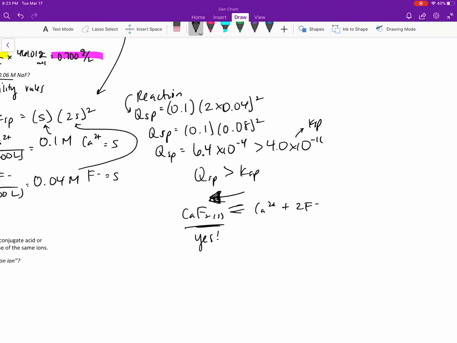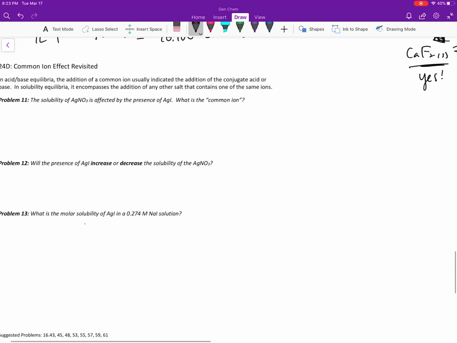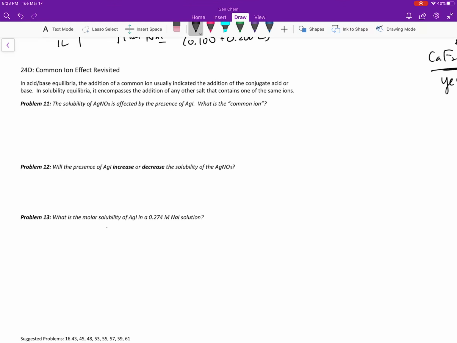So we're going to go back to something that's going to sound familiar, which is the common ion effect. Let me scoot you back over. And this is the last part in lesson 24. And then we have lesson 25 and then the test. So in acid-base equilibrium, the addition of a common ion, which is what we talked about with buffers, usually indicated the addition of the conjugate acid or base. In solubility equilibrium, it's going to just mean we're adding any other salt that contains one of the same ions. So if I had calcium fluoride and I added sodium fluoride, what they have in common is fluoride.